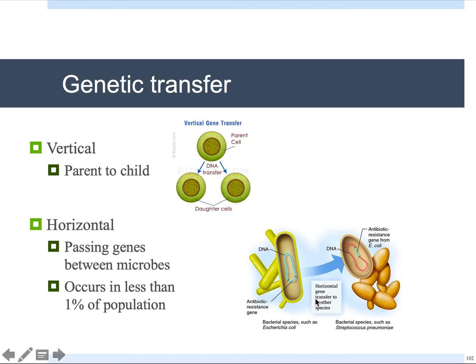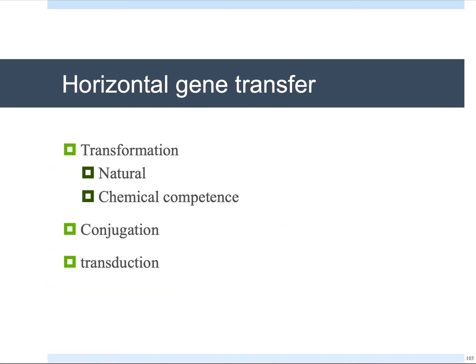There's gene transfer that happens generally in microorganisms, and most of it occurs vertically from parent to child during cell division. However, a very small percentage happens horizontally, when microorganisms pass genes to other microorganisms that are not necessarily their offspring. It's less common, but it does happen. This can happen in three forms: transformation, conjugation, or transduction. Transformation may be natural or may be induced using chemicals.